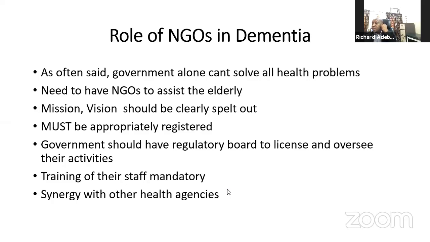There's need for us to be mindful of the mission and the vision that should be clearly spelled out in such. And we must be properly registered to do such. Government should have a regulatory board to license and oversee the activities. You must train your staff. It's mandatory. And then there must be synergy. You must work with other agencies. Don't work in isolation. Before I talk about my conclusion now, there's this Netherlands model that started in 1993.